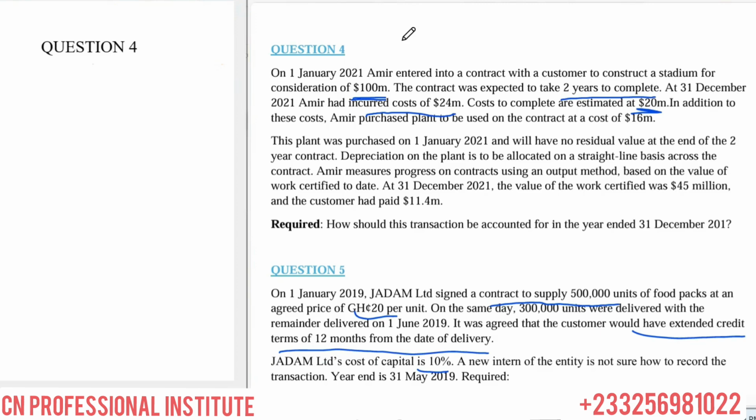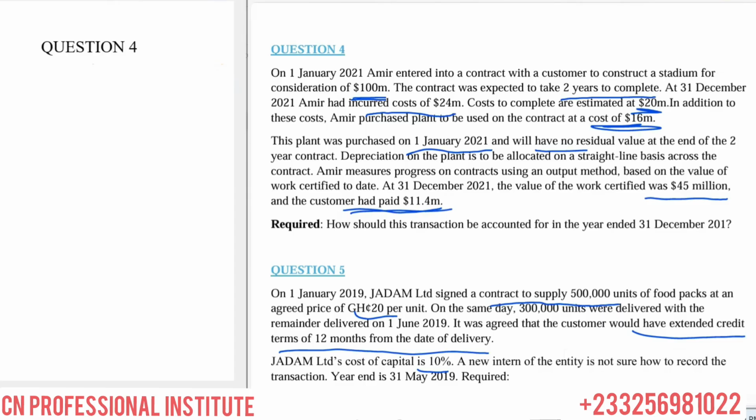In addition to these, AME purchased plant to be used on the contract at a cost of 16 million. So they've incurred another cost again. Are you following? We had a cost to complete and cost to date, but they purchased plant, meaning that they've incurred further cost. This plant was purchased on 1st January 2021 and will have no residual value at the end of the 2-year contract. Depreciation of the plant is allocated on a straight line basis across the contract. AME measures progress on the contract using an output method based on the value of work certified to date. At 31st December 2021, the value of work certified was 45 million, and the customer had paid 11.4 million. How should the transaction be accounted for in the year ended 31st December 2021?